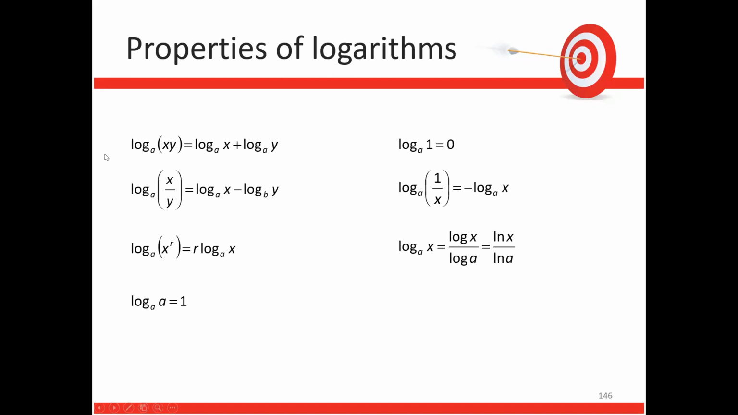So properties of logarithm. Logarithm of xy to the base a is equal to log of x plus log of y. Logarithm of x over y is logarithm of x to the base a minus logarithm of y to the base a. Yan. Then logarithm of x exponent r to the base a is equal to r times logarithm of x to the base a. Lipat mo lang yung exponent sa kabila. So logarithm of a to the base a is equal to 1. So logarithm of 1 to the base a is equal to 0. So logarithm of 1 over x to the base a is negative log of x. Logarithm of x to the base a is equal to log x over log a is equal to ln of x over ln of a. Yan. Mga properties of logarithm.